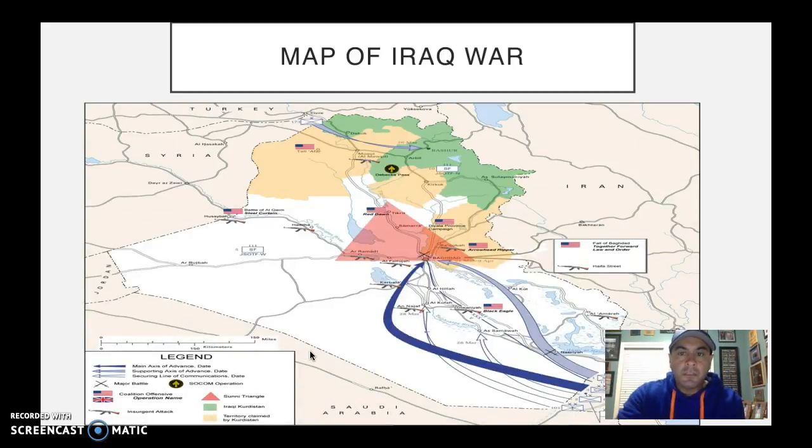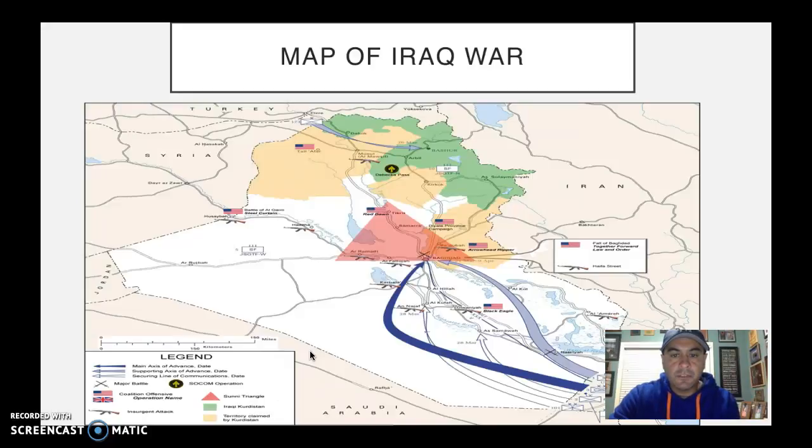As you can see, this is the map of the Iraqi war. All the troops primarily came from Kuwait up north to eventually Baghdad. There were some troops from Turkey that flew in. That was the 82nd Airborne Division from the Army. So there are a lot of Army and Marines that went into Iraq.